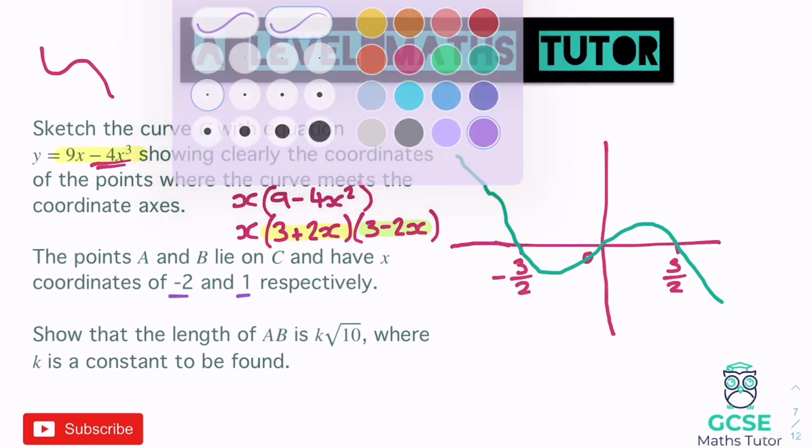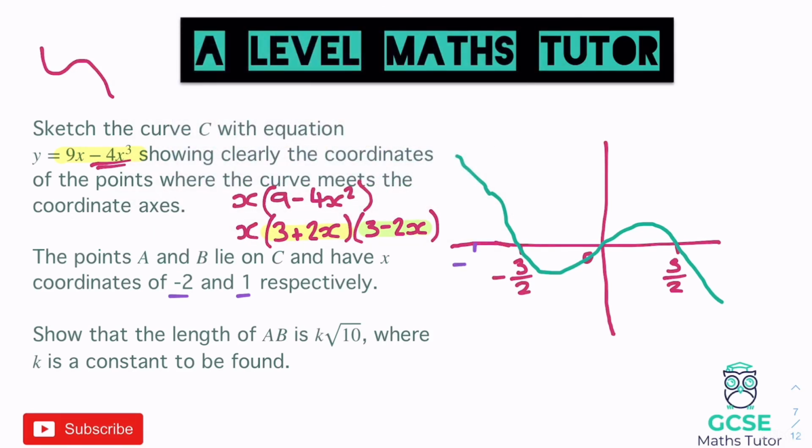Okay, so negative 2 is around about here in terms of a sketch. So that point is going to be somewhere here. Just imagining where that is, that's point A, let's call it. Point B is at x coordinate 1. Now 1 is obviously before the 1.5, maybe somewhere like here. And this is point B. And it just wants us to find the length between those two.